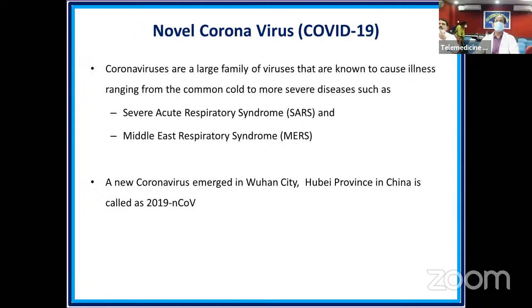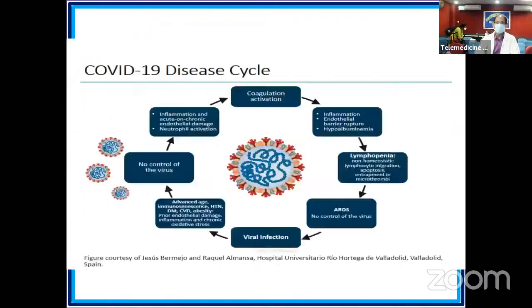So novel coronavirus COVID-19. Coronaviruses are a large family of viruses that are known to cause illness ranging from common cold to more severe diseases such as severe acute respiratory syndrome, which was by coronavirus in 2002-2003. And exactly after 10 years came the Middle East respiratory syndrome, that is also by coronavirus. And nearly after 10 years, a new coronavirus emerged in Wuhan city, Hubei province in China at the end of 2019, known as 2019 novel coronavirus, which is the pandemic going on.